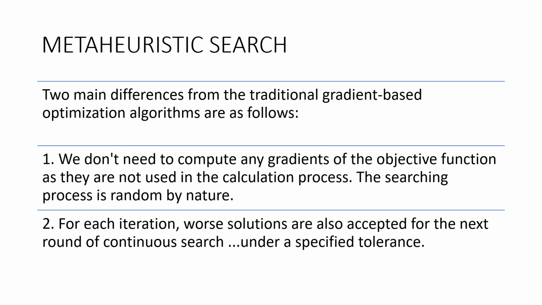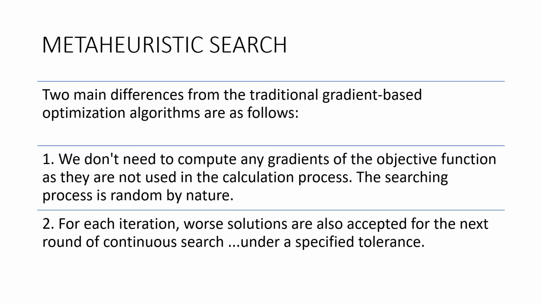In any metaheuristic search including simulated annealing, two main differences from the traditional gradient-based optimization algorithms are as follows. 1. We don't need to compute any gradients of the objective function, as they are not used in the calculation process. The searching process is random by nature. 2. For each iteration, worse solutions are also accepted for the next round of continuous search, under a specified tolerance. With this concept, it allows the process to move over traps from the local minima toward global minimum.